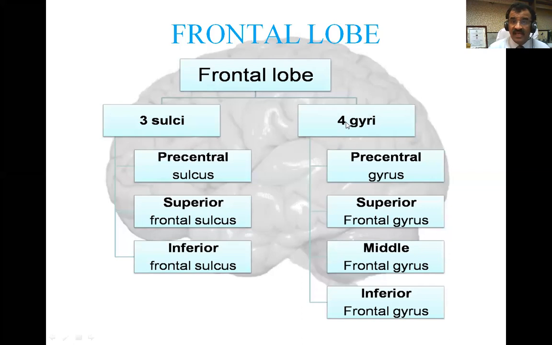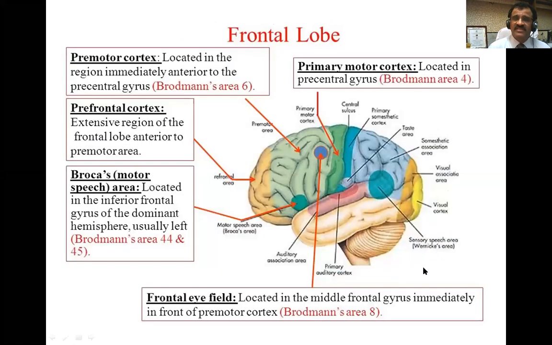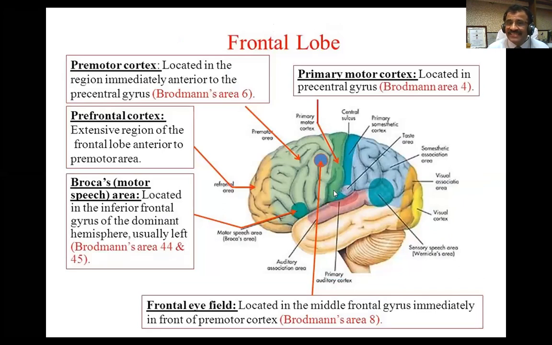That is why we get 4 gyri: precentral gyrus, superior frontal gyrus, middle frontal gyrus, and inferior frontal gyrus. Try to remember all these sulci and gyri. You can see this is the central sulcus here, and this is the precentral sulcus here. So we will get a precentral gyrus here, which is the primary motor cortex. Similarly, you will get the transverse superior frontal sulcus and inferior frontal sulcus. In between these, we will get three gyri: superior frontal gyrus, middle frontal gyrus, inferior frontal gyrus.